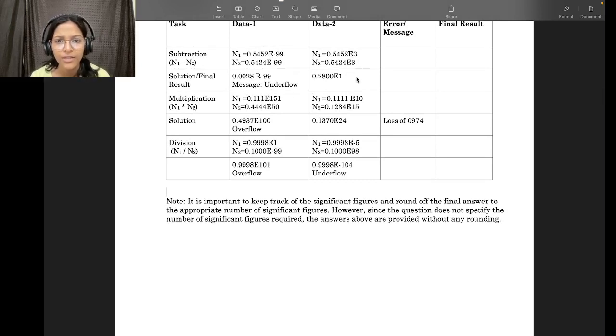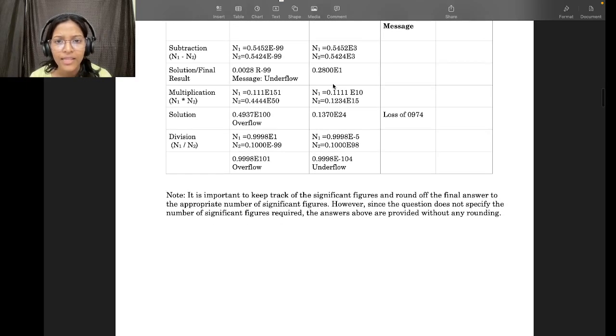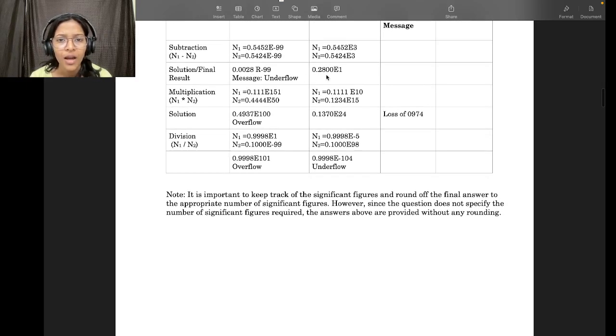Now at the second question, when we look at this, we will find that the final result will be 0.2800 e to the power 1. It is by changing the negative power to the positive.